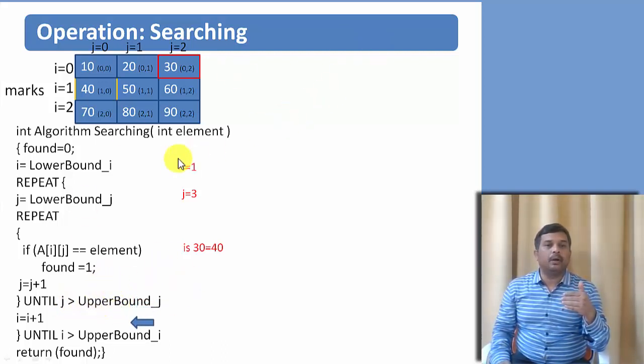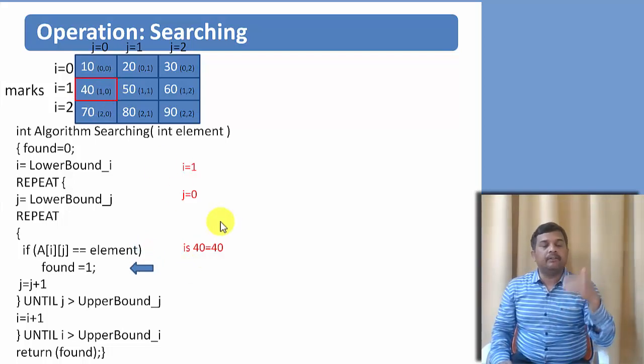So i becomes 1, and I go back to this repeat statement. This time, j is again initialized to 0. Again I repeat this loop for i equal to 1, j equal to 0. Is 40 equal to 40? If yes, I set the variable found to 1 and I can stop now. Let us see the program for it.